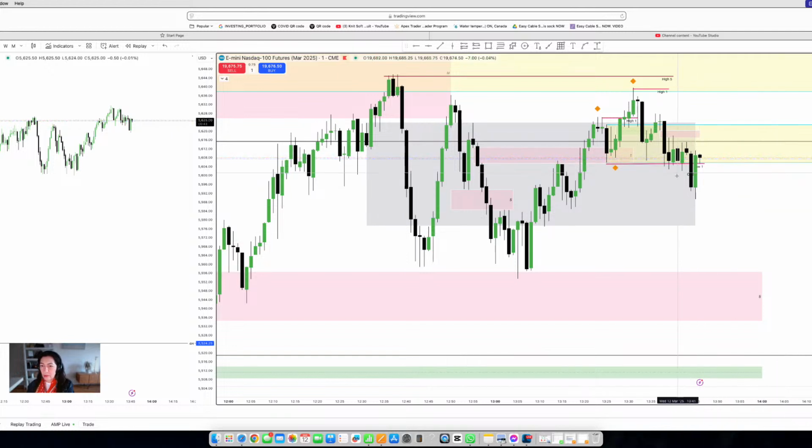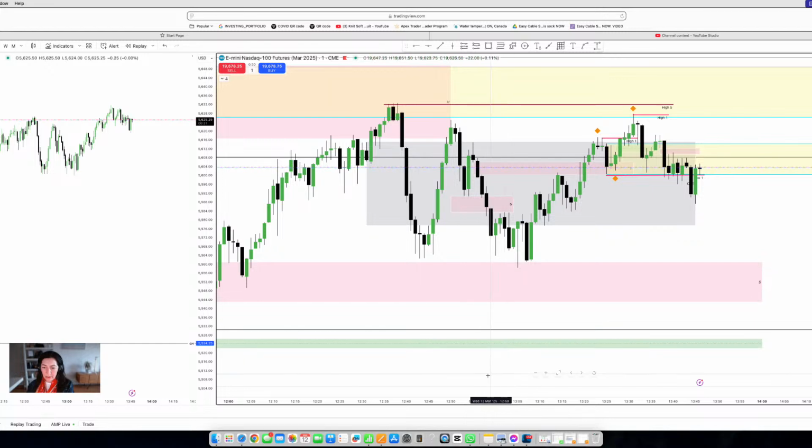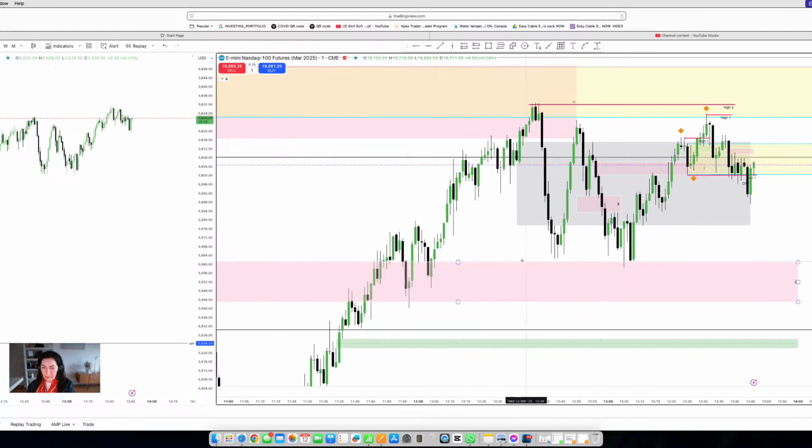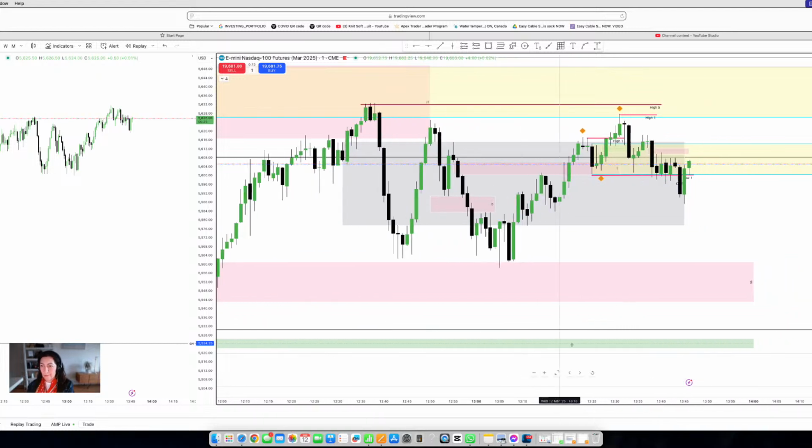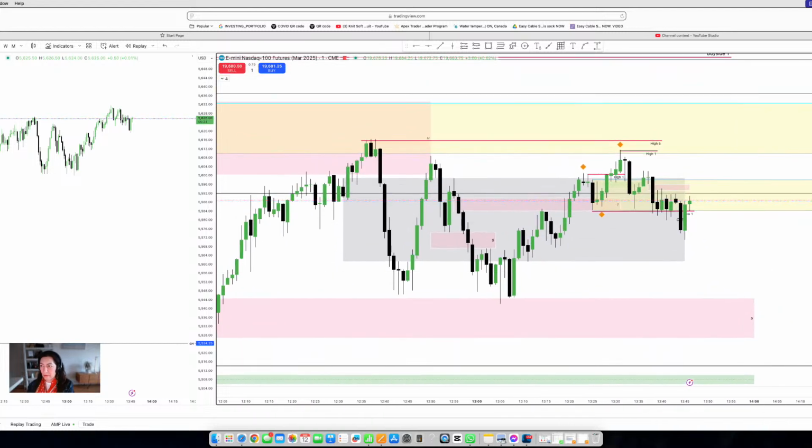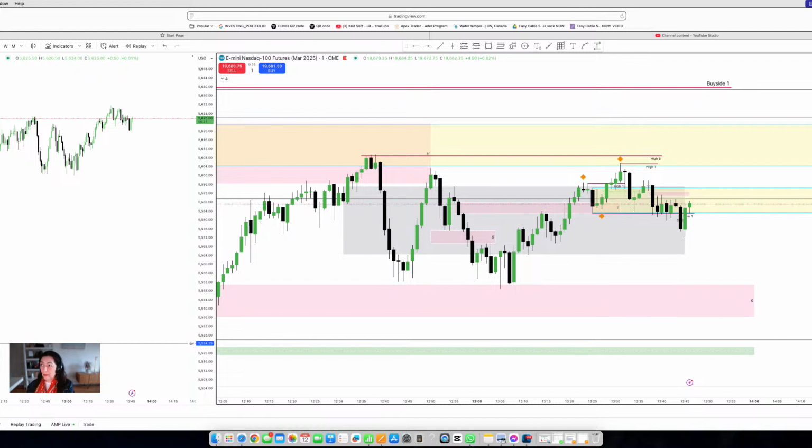If price were to make a run down, and again, I don't like this. I don't like this liquidity here. This is an area where price seems to be getting stuck just above this SIBI here. It's 146.